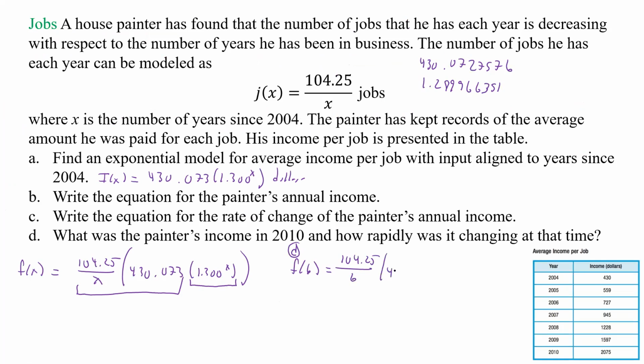104.25 over 6 times 430.0727576. And here again, it's going to be that whole thing, times 1.299966351 to the 6. Okay. So let's plug that in our calculator and see what we get. So I'll have 104.25 divided by 6 times 430.0727576, and then times 1.299966351 to the 6. And let's see, all right, so that gives me $36,062.79745, or approximately $36,062.80. Okay, so that's the income.